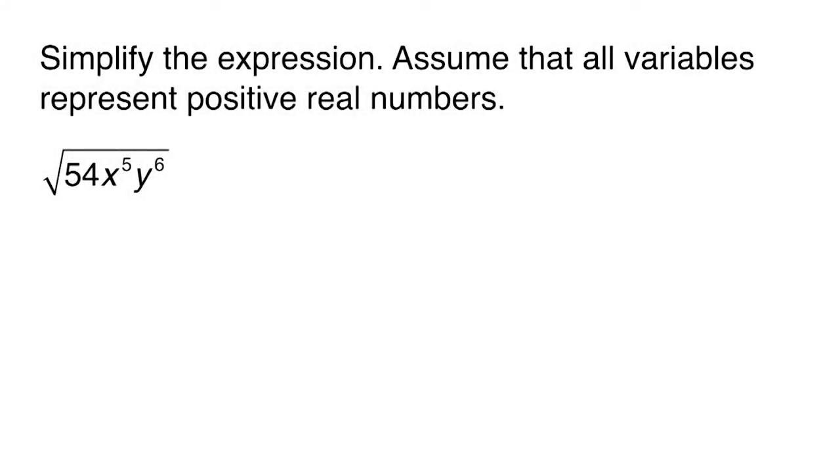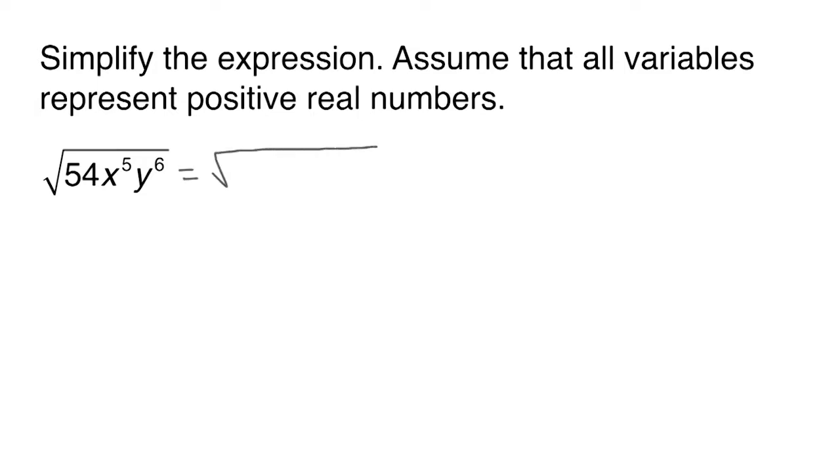Simplify the expression. Assume that all variables represent positive real numbers. The square root of 54x to the 5th y to the 6th. To simplify, we'll first factor out the perfect squares within the radicand.